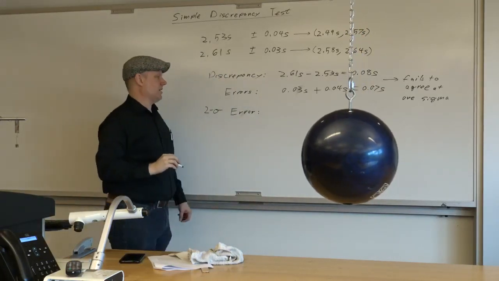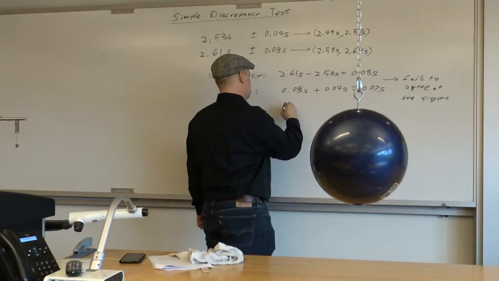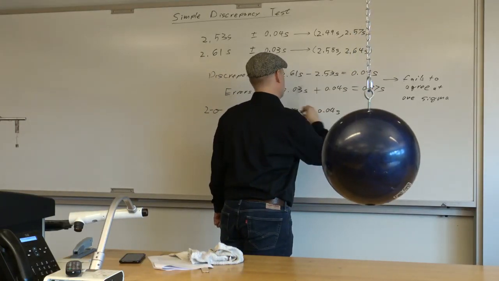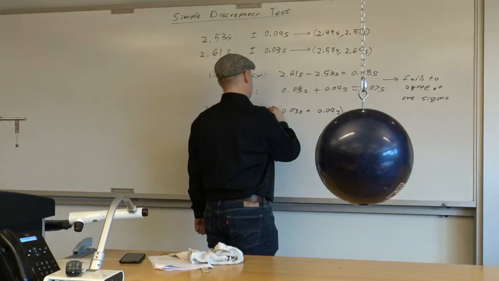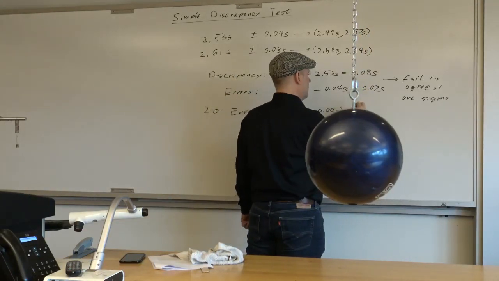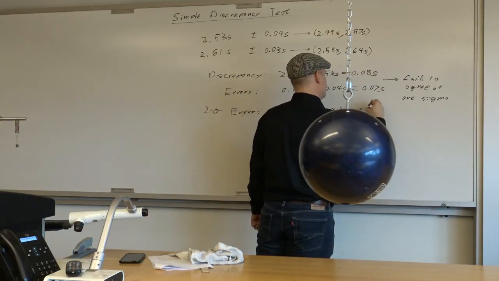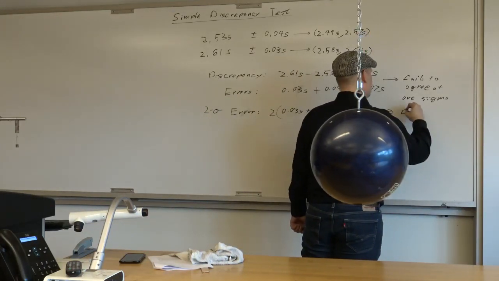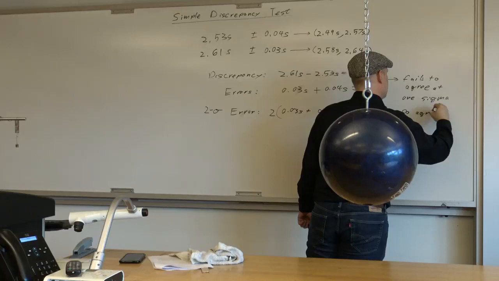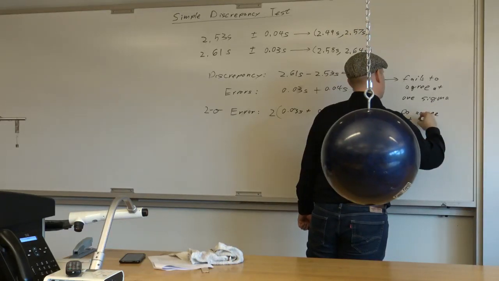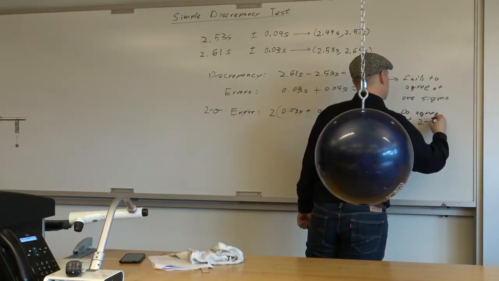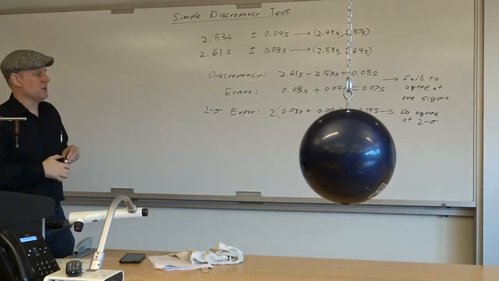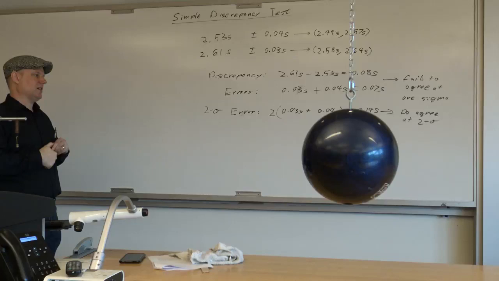Anyway, the 2 sigma error would basically say I'm going to take these 2 numbers, but then I'm just going to multiply that by 2. In other words, double what I had here, which would make it 0.14. And this would say that the numbers do agree at 2 sigma.